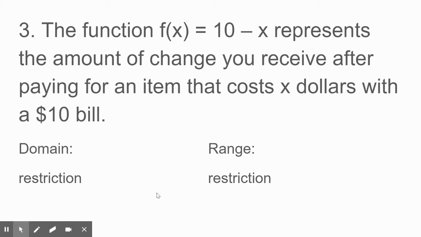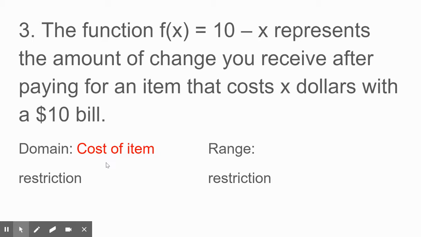So your domain has to be something that can be paid with money. Your domain has to contain money. And in our money system, money is rational number to the hundredths place. So it's a decimal to the hundredths place. So our domain is going to be the cost of the item, and the restriction is it's going to have to be rational. But there's a little more restriction than that.